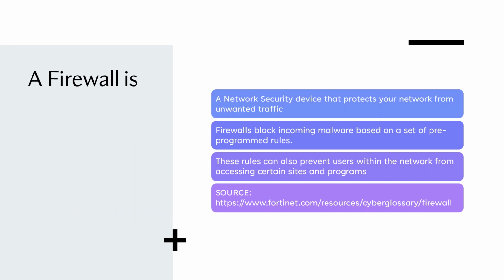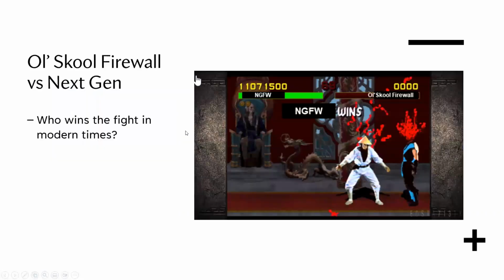And of course, these rules can also prevent users within a network from accessing certain sites and programs. And of course, this PowerPoint will be shared with you guys. The source is on Fortinet's website. What better source to share, right?